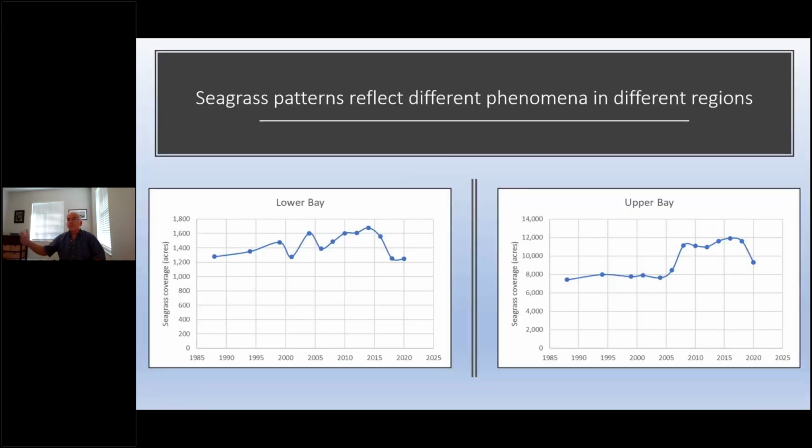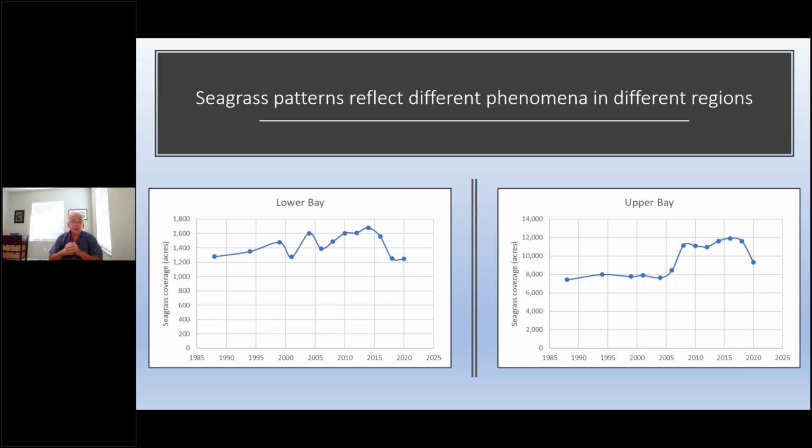We have 2 different phenomena happening in the upper part of the bay versus the lower part of the bay. In the lower bay between 88 and 2014, we had a 30% seagrass increase, some variability in there. But then from 2014 to 2018, that's all gone. And we're back to where we were 30 years ago. The good news is we're not seeing continued decline from 2018 to 2020, but we lost all our seagrass increase from 2014 to 2018, but then it didn't continue to be lost.